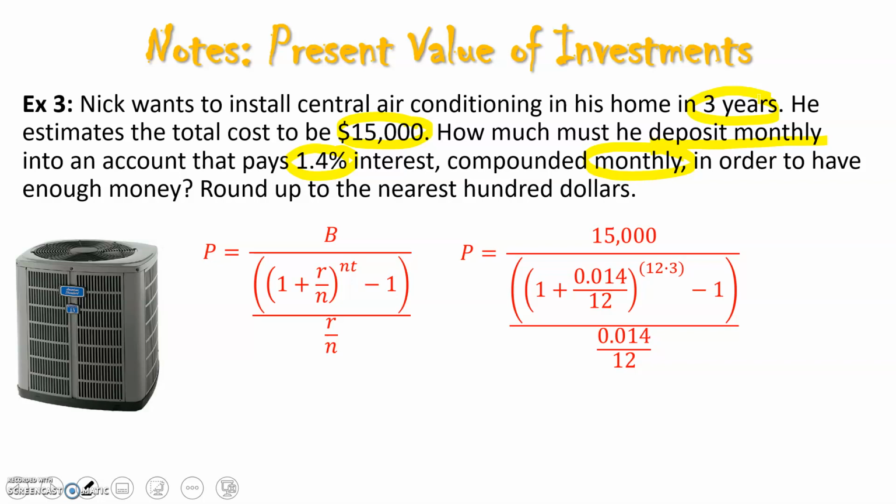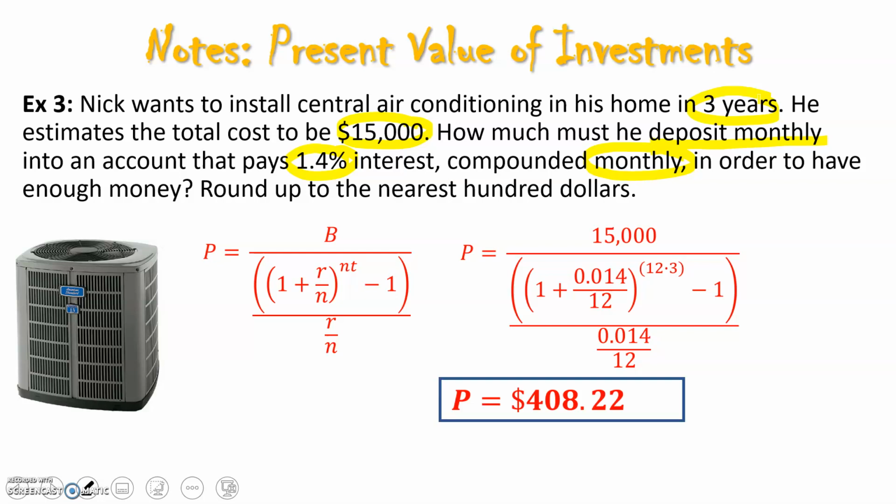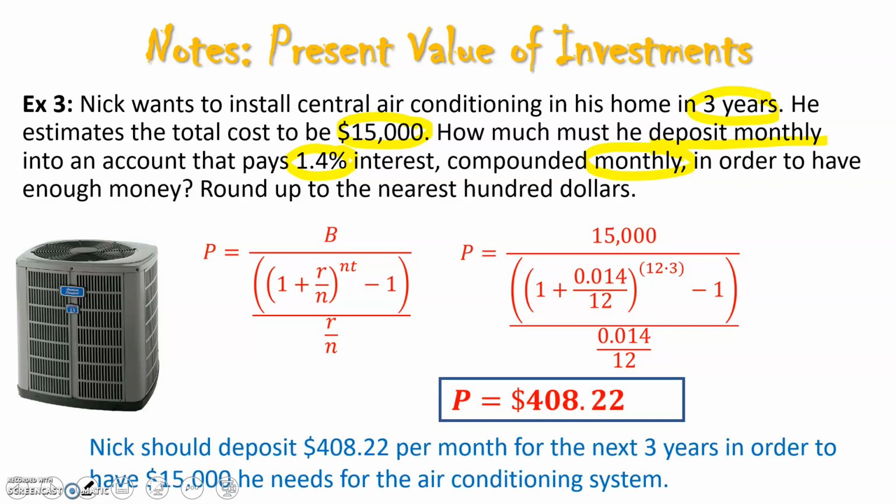After carefully entering this into the Desmos calculator, we get P is equal to $408.22. So Nick should deposit $408.22 per month for the next 3 years in order to have the $15,000 he needs for the air conditioning system.